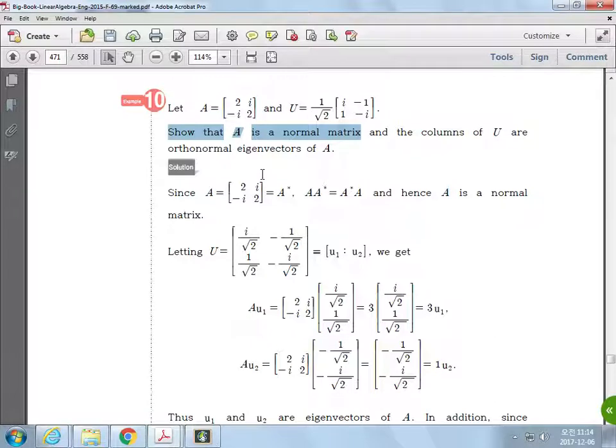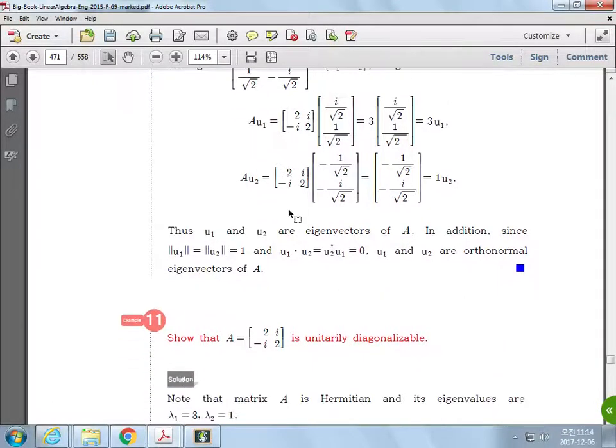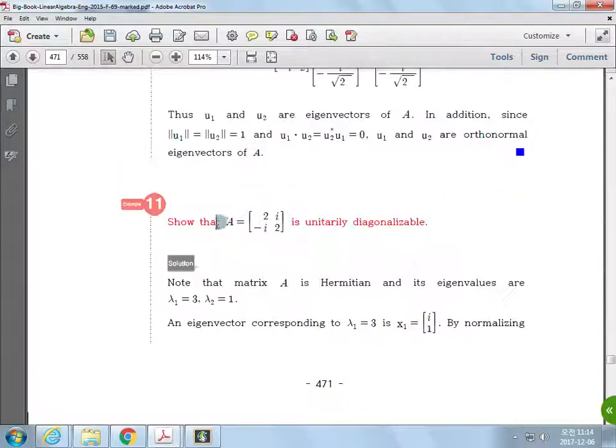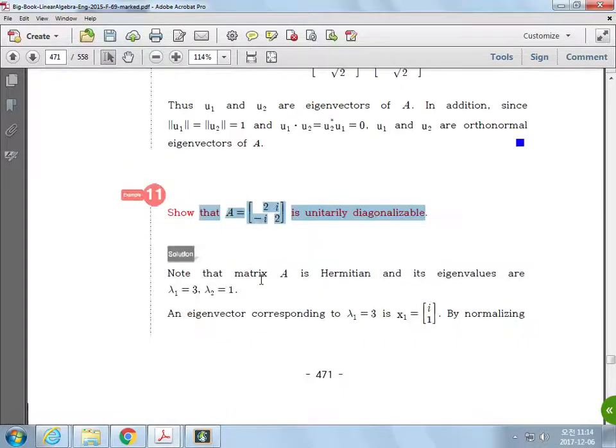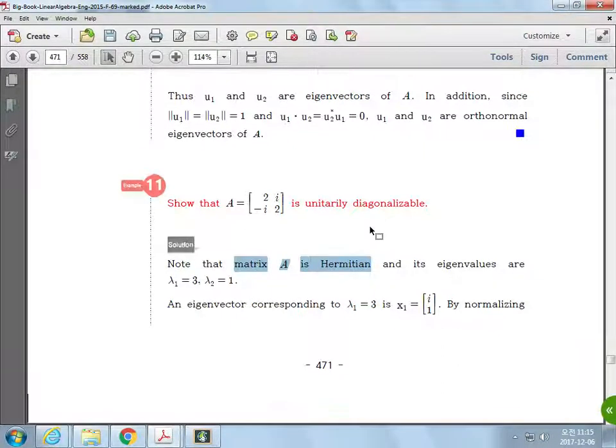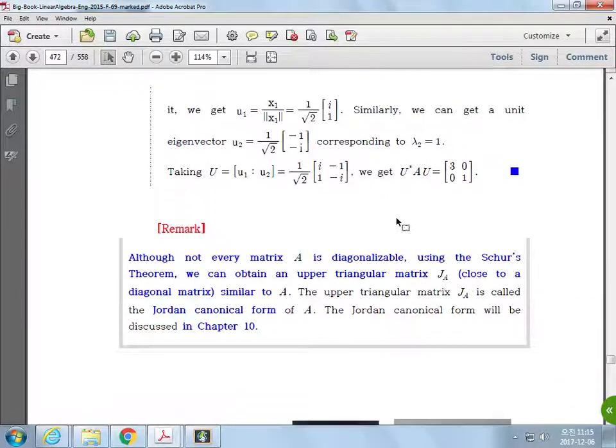So after you check the given matrix is a normal matrix, everything is easy. You just find the eigenvalues and eigenvectors, and you know those eigenvectors are orthogonal, so you can just normalize them to find the matrix U. This matrix is unitarily diagonalizable because it is Hermitian. If A is Hermitian, A is equal to A star, then clearly A star A is the same as A A star because A star is A. So if a matrix is a Hermitian matrix, then it is a normal matrix. So it is unitarily diagonalizable.